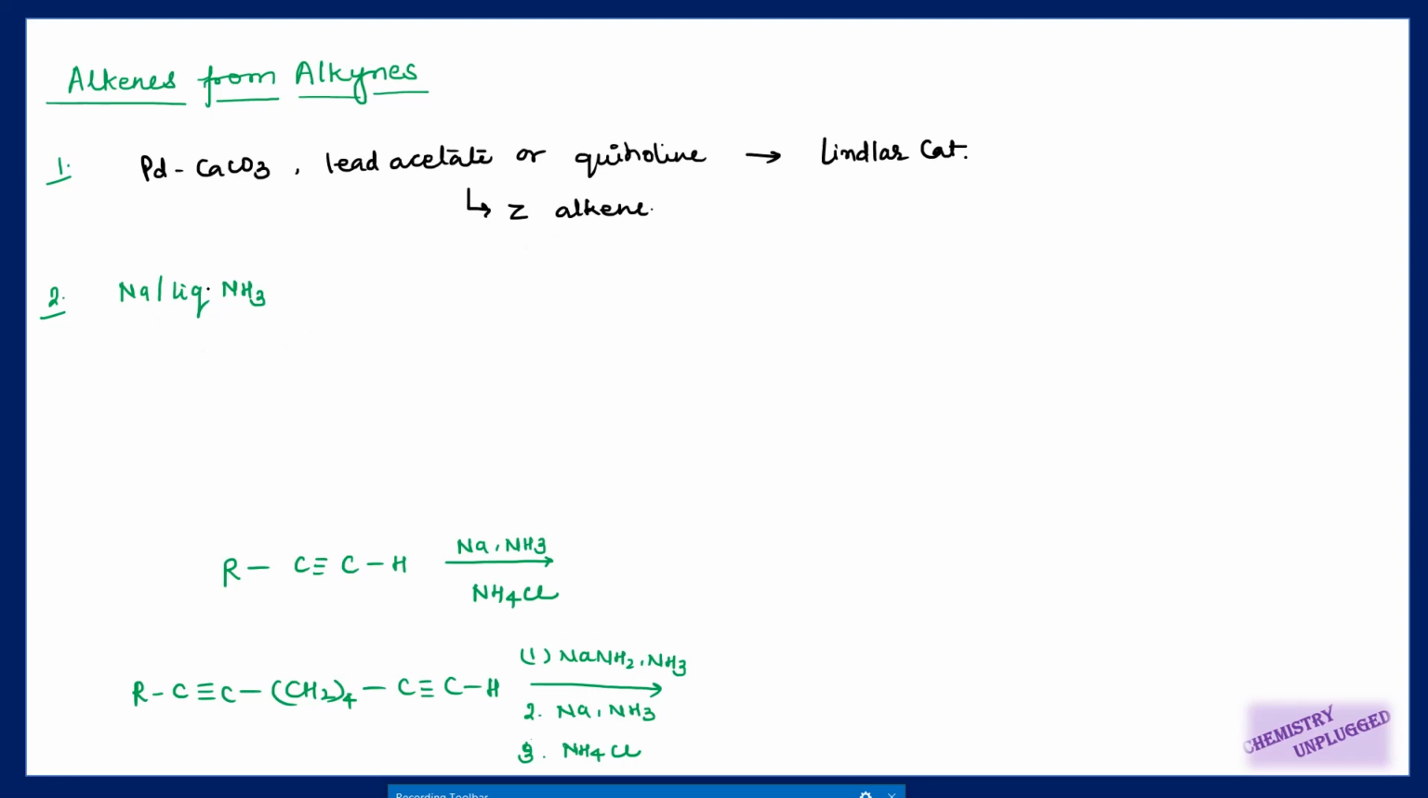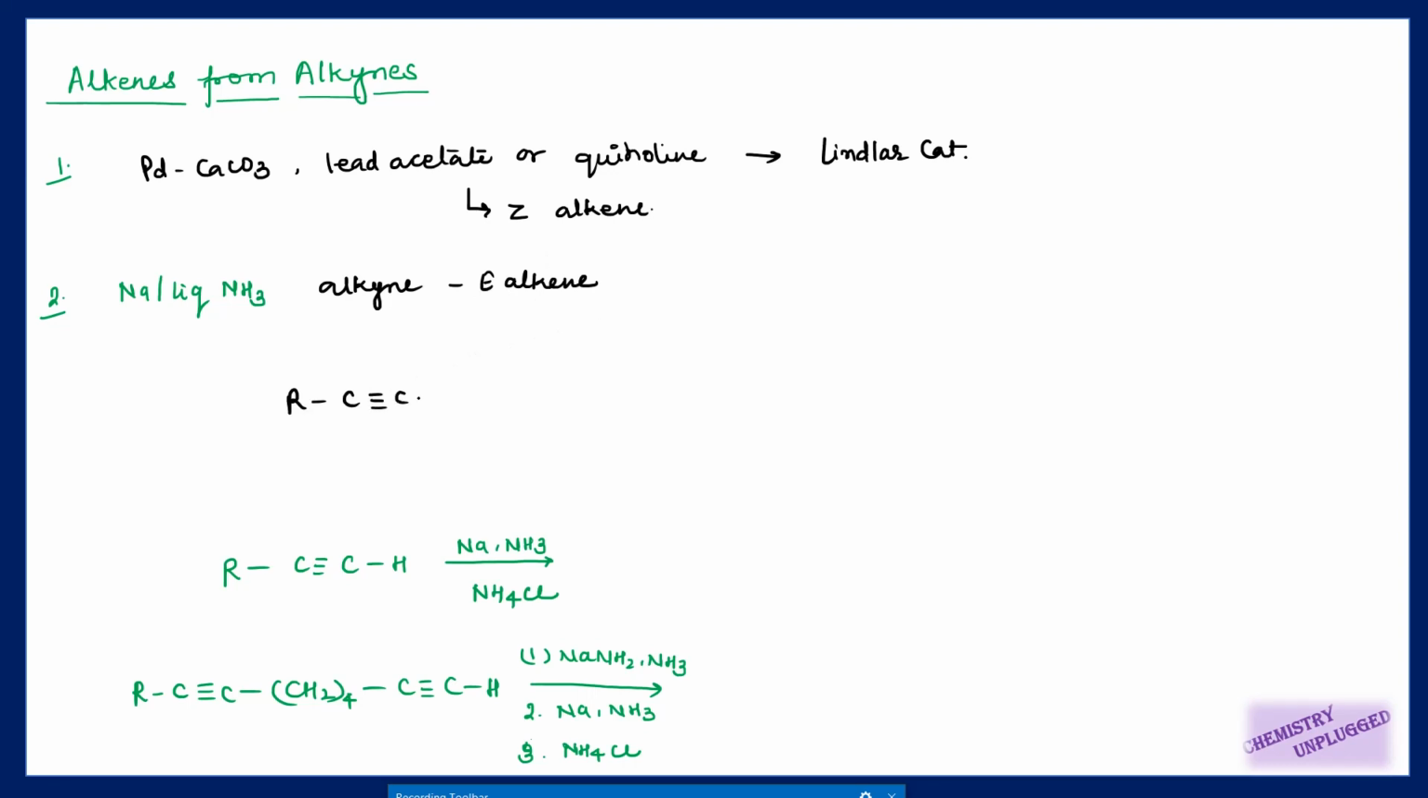We also know about sodium in liquid ammonia, right? So when we use sodium in liquid ammonia with alkynes, it will give us E alkene. It stereospecifically gives us E alkene. We also know about this.